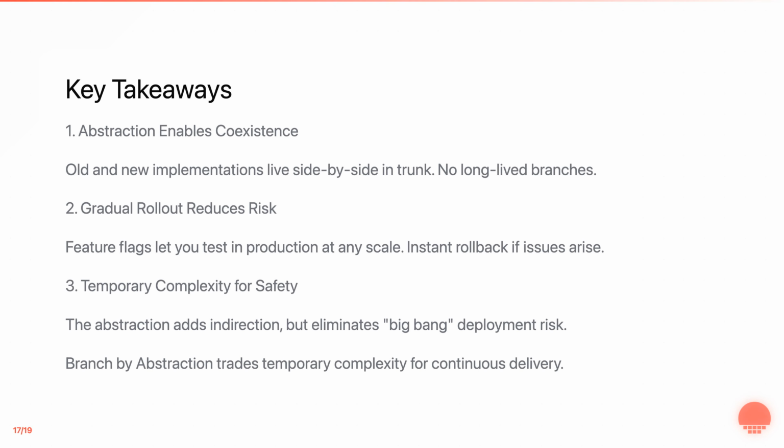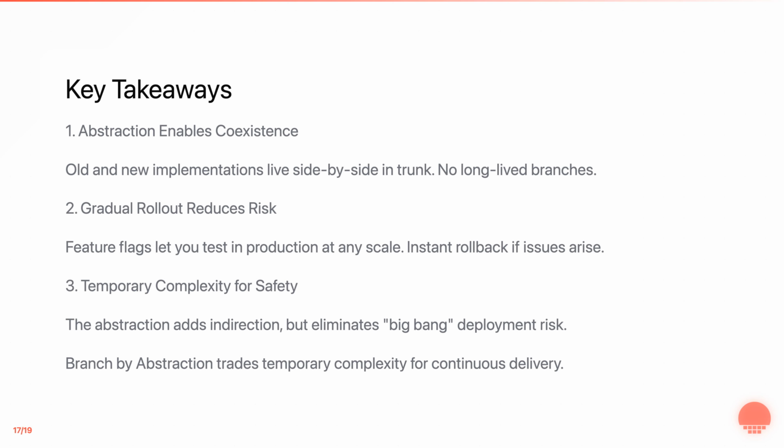Here's what you need to remember. The abstraction layer is temporary scaffolding that lets both implementations exist in production simultaneously. No branching nightmares, no merge hell. You control the rollout with feature flags, which means testing at 1%, then 10%, then full traffic, with instant rollback when something goes wrong. Yes, you're adding indirection. Yes, it feels messier for a few weeks, but that temporary complexity buys you something invaluable. You never stop shipping. Your team keeps deploying daily while you're migrating critical infrastructure.